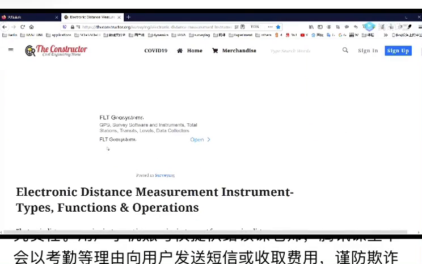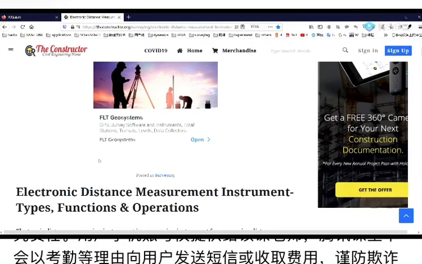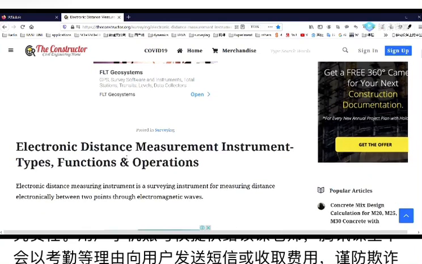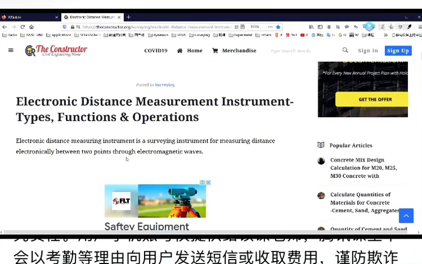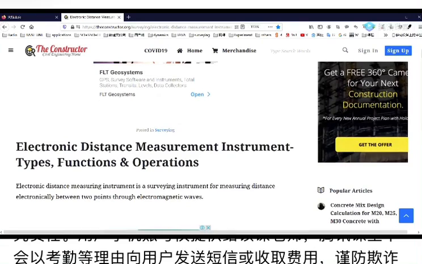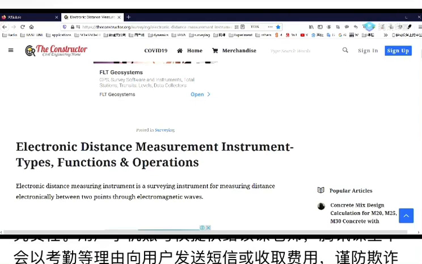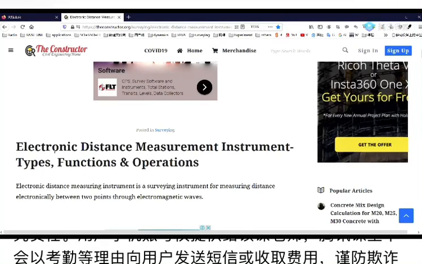There is nothing we have to talk about regarding tape. Everyone knows about tape, so we don't have to show you how to use tape. But when it comes to electronic devices, we first have to introduce the different types of electronic distance devices, and also how to operate them. Based on your operation, how do you do the measurement? How can you reach a conclusion about the distance?